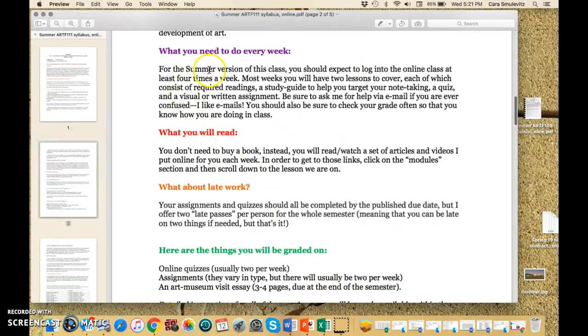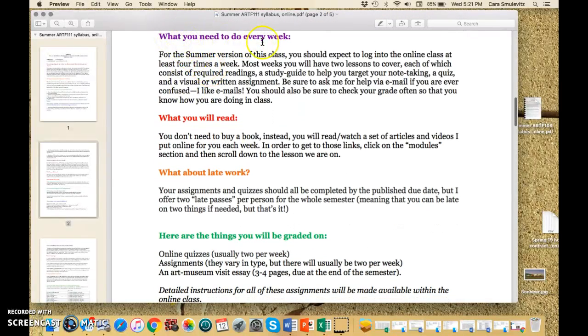This section is helpful. So this is about what you have to do every week. If you're in the summer version of this class, you'll log in 4 or 5 times a week and you'll have 2 lessons per week. If you're in the fall or spring version, you only have 1 lesson per week. Either way, each lesson has a list of required readings and videos that you take notes on.